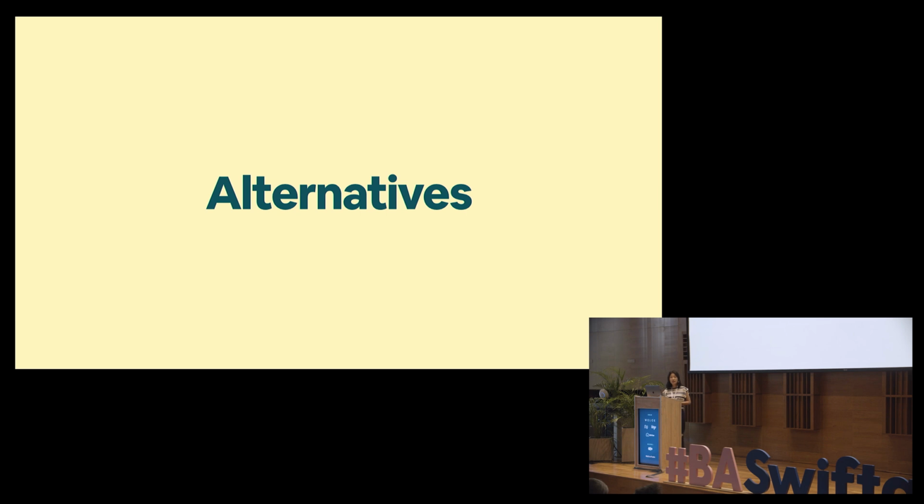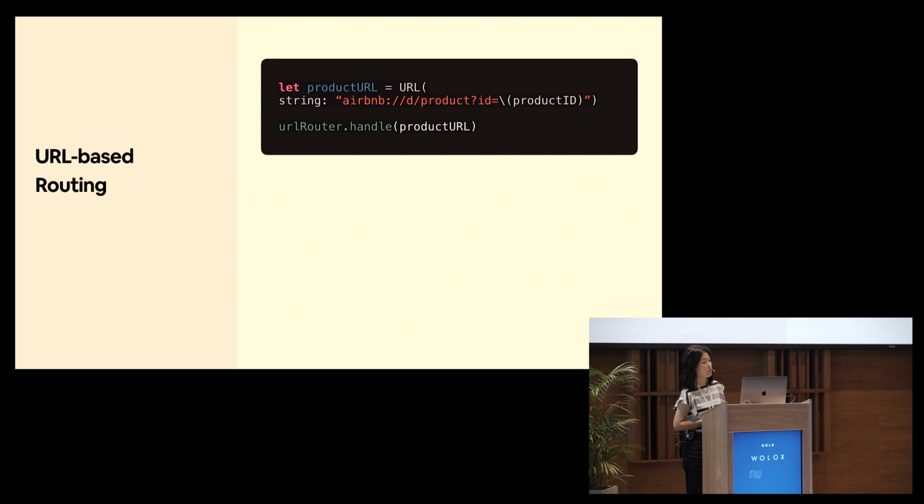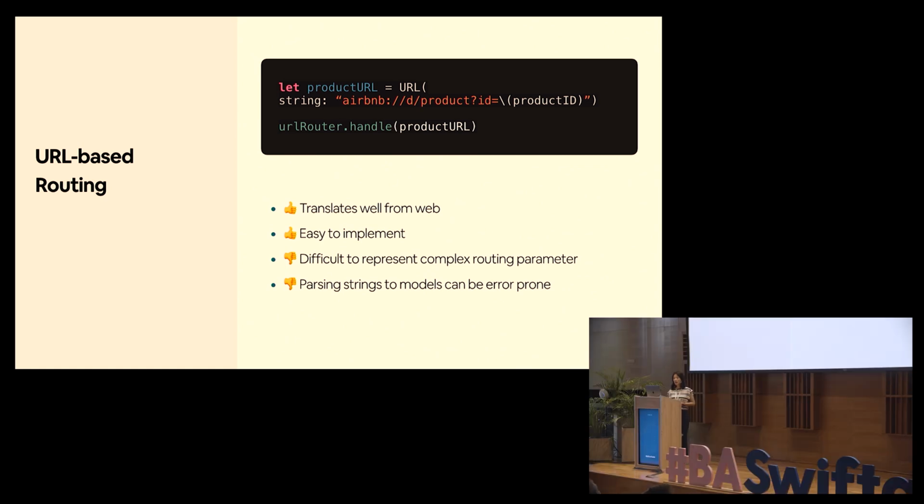Here are some of the alternatives that came up during our discussion. URL-based routing uses web URLs as feature navigation API. This approach translates well from web product, and it's very easy to, or straightforward to implement. However, it's difficult to represent complex routing parameters, and parsing strings to models can be error-prone.